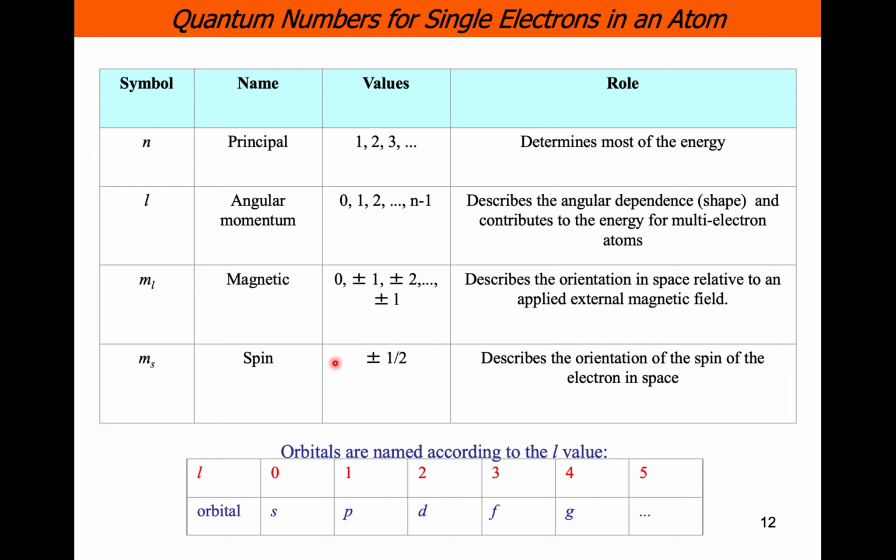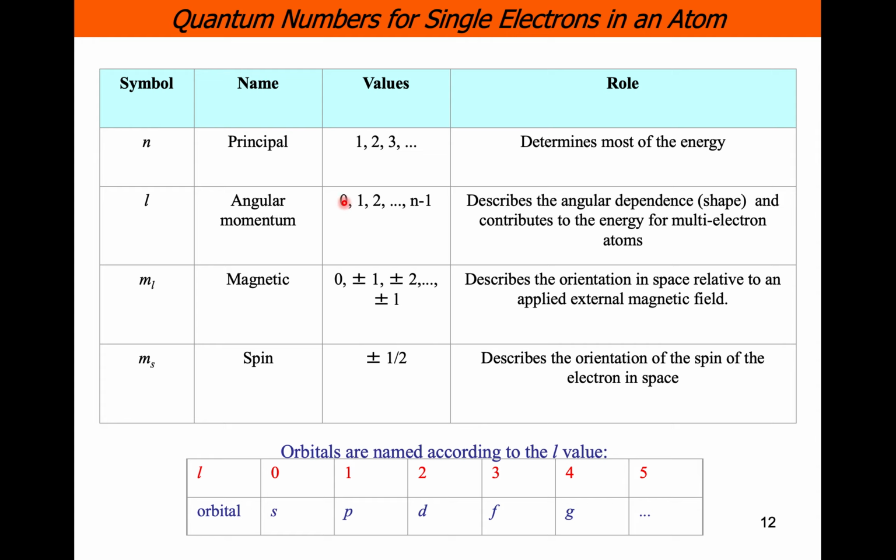Here's the thing that I will need you to retain for when we get to an exam, which is basically this slide. You need to have all of this committed to memory. n is the principal quantum number. You need to know its name, and you need to know what its values are. It starts at 1, not at 0. It starts at 1 and goes 1, 2, 3, 4, integers all the way up to infinity. It determines most of the energy.